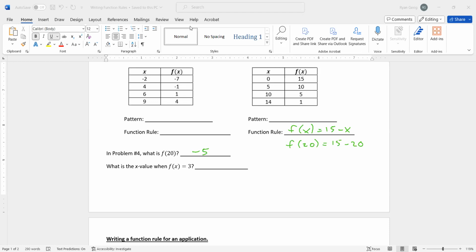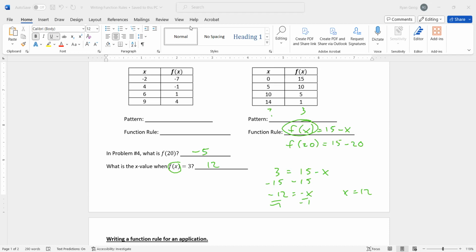Now this is a little bit new. What is the x value when f of x equals 3? So I'm telling you that the y value is 3. Well, where I'm going to put the 3 is in for the whole f of x. So I'm going to write that out. 3 equals 15 minus x. Now, if I solve that, you should be able to do this in your head, but if not, you could solve it algebraically. You get x equals 12.